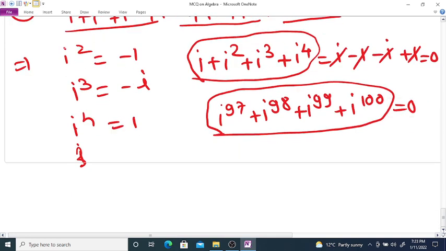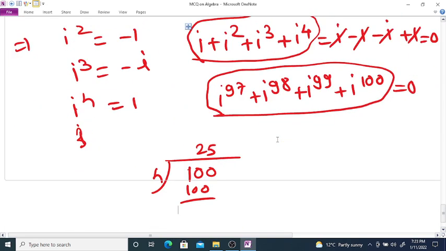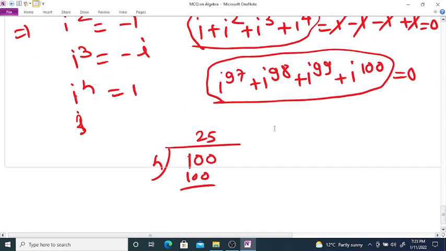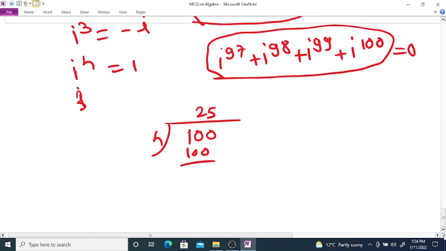So the total addition is equal to 0. Because 4 divides 100, how many groups of four terms are there? If we divide 100 by 4, we get 25. So there are 25 such groups whose addition is equal to 0. So 25 times 0 is again 0. But if you add i raised to 101, then the sum is equal to i.